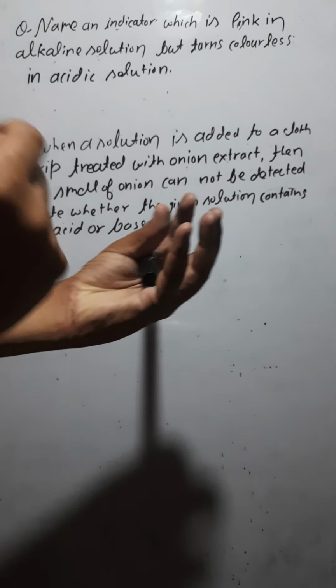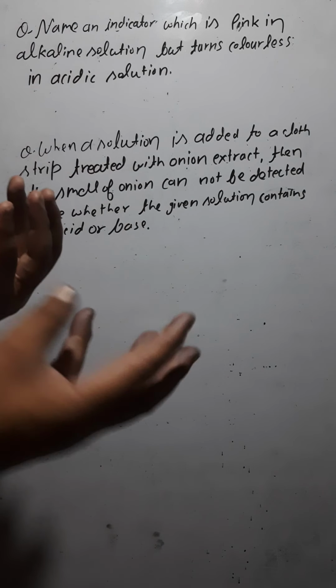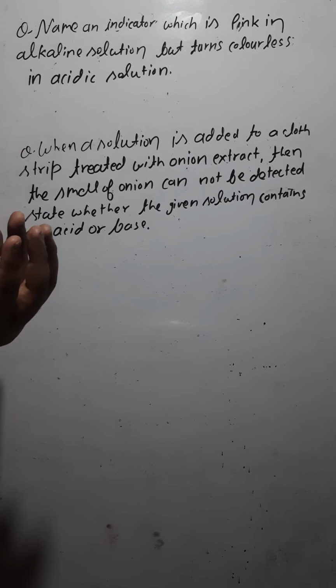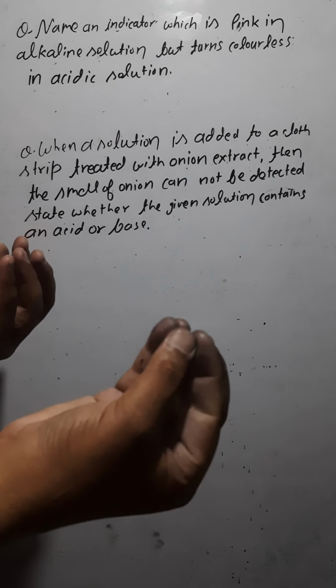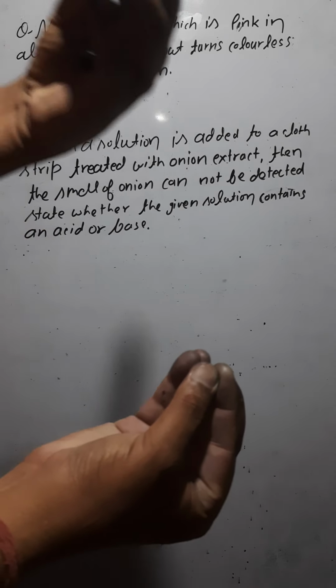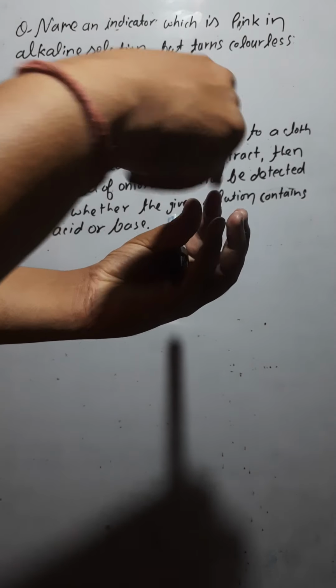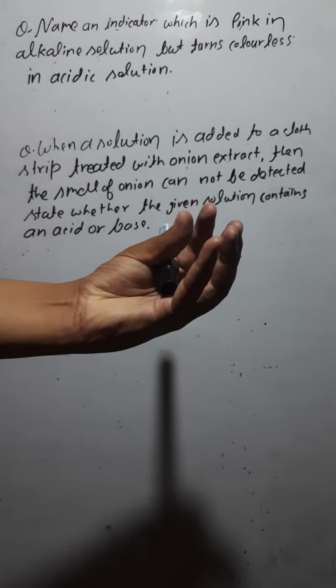So here it is colorless and here it is pink. You have an indicator. If you add it to an alkaline solution, it is pink. Now you have the same indicator and you are adding it to another solution which is an acidic solution, so here it is colorless. So which indicator is this? That you have to tell.